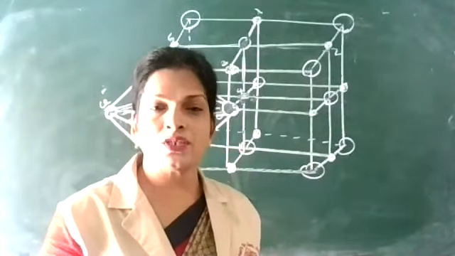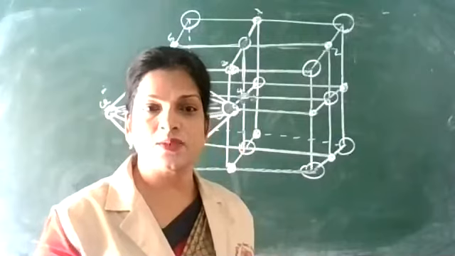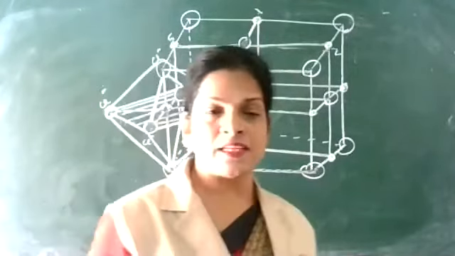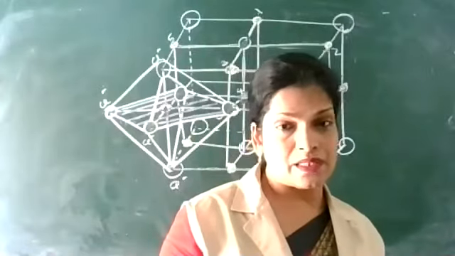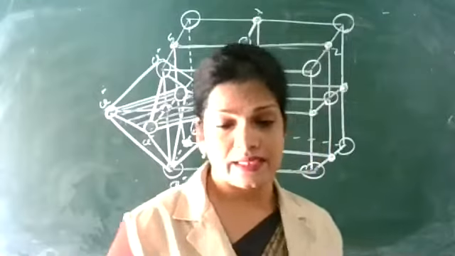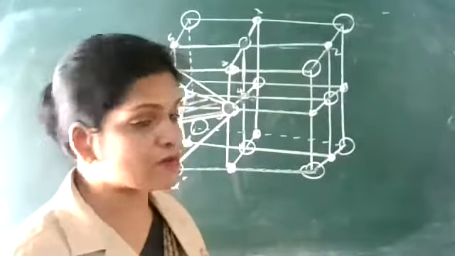That means the coordination of NaCl is 6:6. The coordination number of Na plus is 6, and the coordination number of Cl minus is also 6. So NaCl is 6:6 coordination.